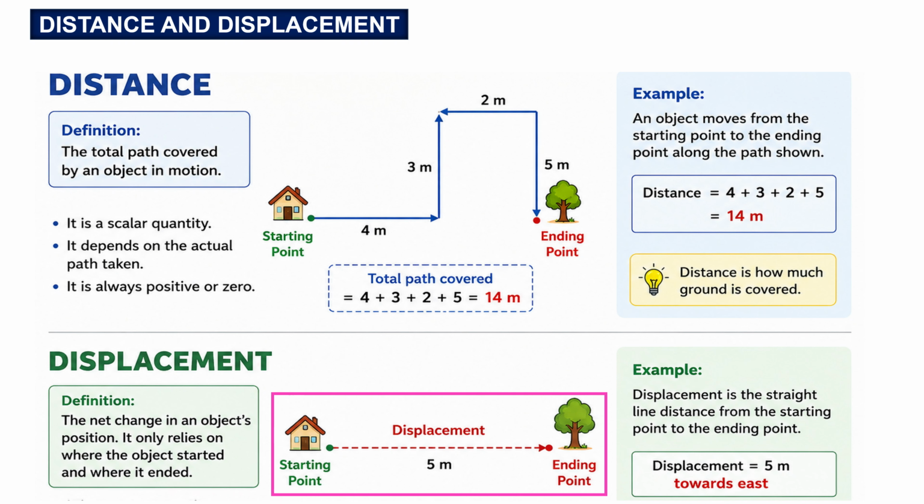Displacement is the shortest straight line distance between the starting point and the ending point. It depends only on the initial and final positions. Here, the displacement is 5 meters towards the east. Remember, distance tells how much ground is covered. Displacement tells how far and in which direction the position changes.